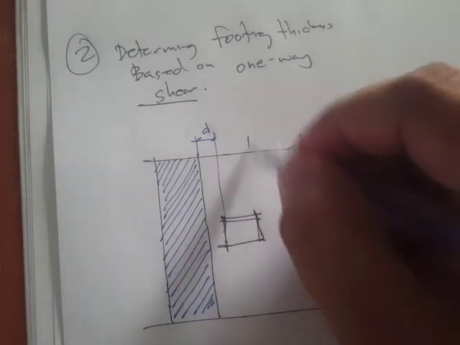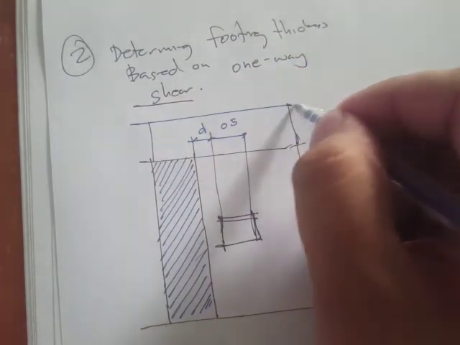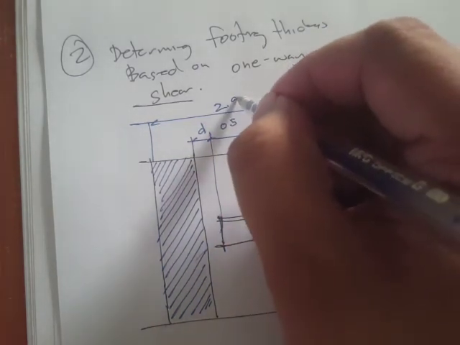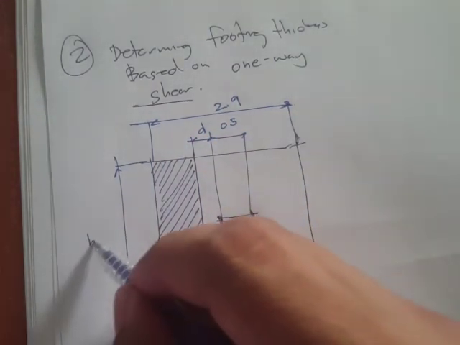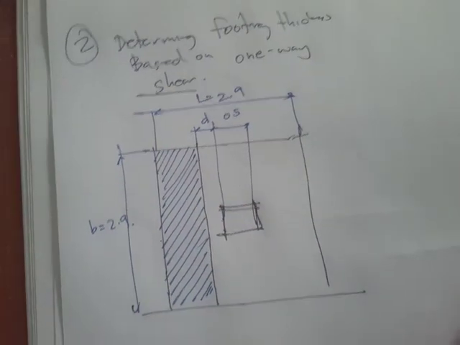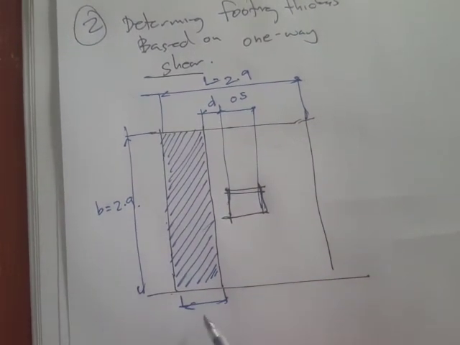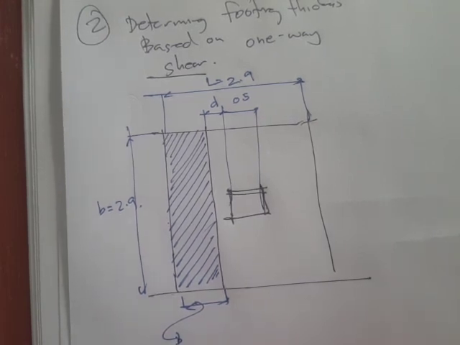Okay, so this one is 0.5, and this one is 2.9, and our footing width, let's say this is our B, is the same 2.9, and this one is our L. So meaning that the distance here is just equal to L over 2 plus C over 2 minus d.